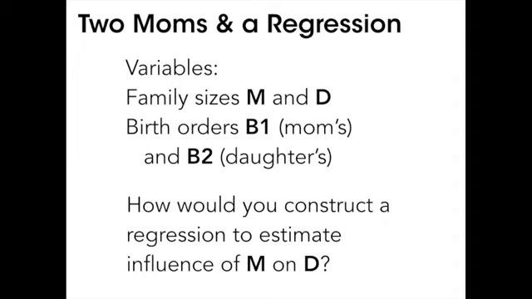Right, so B1 would be 1 if it's the firstborn daughter, and it would be 0 otherwise. If you just want to, that'll be fine for the conceptual lessons we have today. But of course, in general, it could be continuous, and we could ask all kinds of subtle questions about birth order. So now the question is, how would you construct a regression to estimate the influence of M on D?